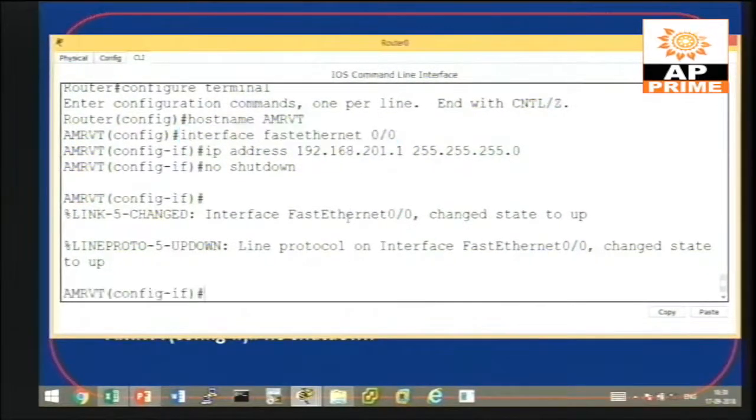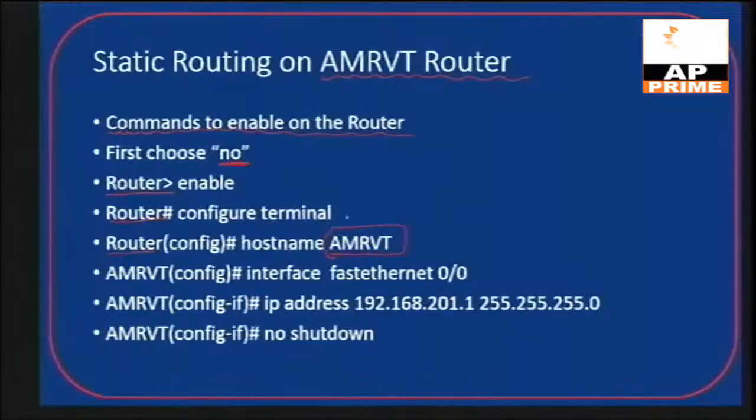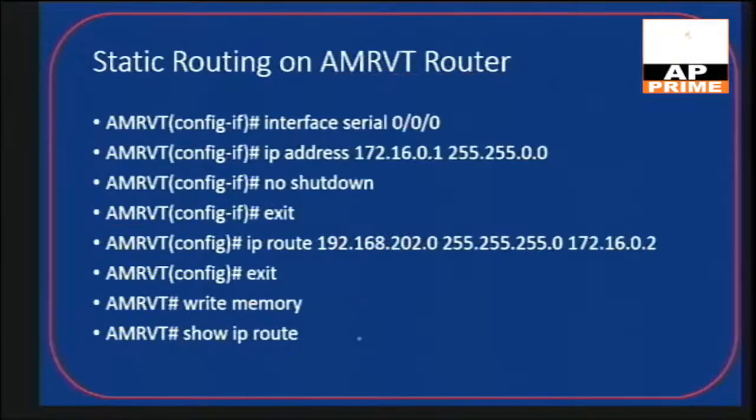Then next, we also have to enable the WAN interface or the serial interface. We already assigned the IP address and gave the no shutdown command on the Ethernet. So on this AMRVT router, we have to configure the WAN port or the serial port. Remember, the serial port is required to connect to the remote network, called WAN. You may have to connect this interface to the internet as well.